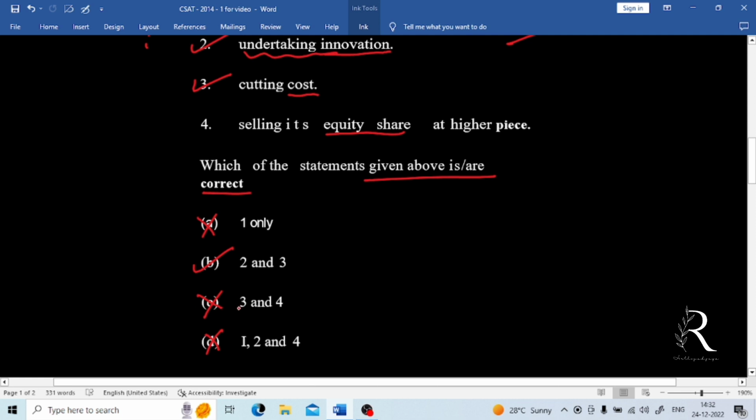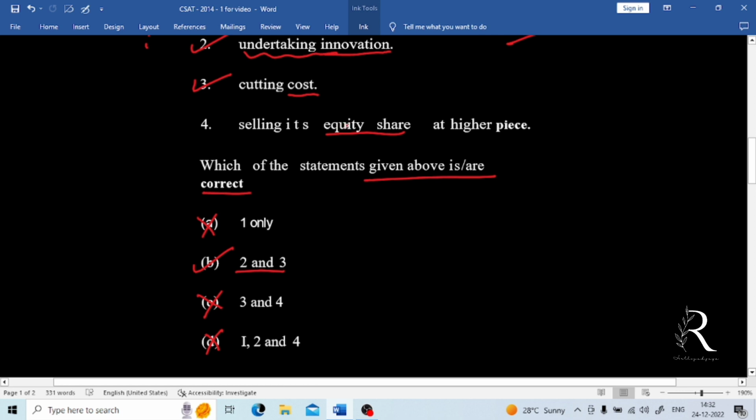In C, 2 is not there, which means I will eliminate C also. I straight away go to B without reading the fourth statement, which means the correct statements are 2 and 3. Selling it is an equity share.